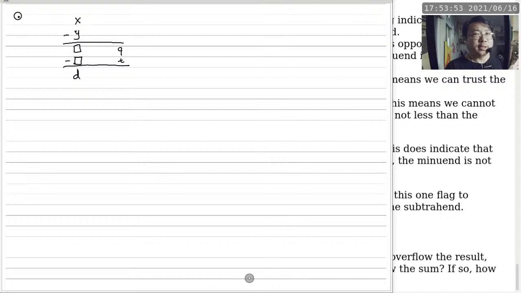In other words, instead of saying the most significant bit of x, the most significant bit of y, the most significant bit of d, I'm just going to call these x, y, and d over here. But this time we want to deal with addition. Remember, this is for subtraction. So when we want to deal with addition, then instead of q and d, we just call them slightly differently. We have k and s.